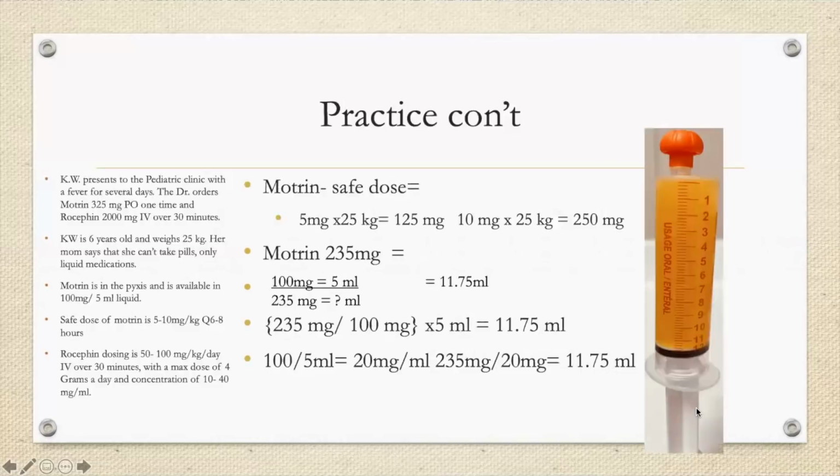So we grab our nice little oral syringe and we pull up our 11.75 milliliters. And if you look right here, you can't really see it because there's not a 0.75 marking. So you'll take 11, 0.2, 0.4, 0.6, and right in there between that 0.6 and 0.8, it's going to be 0.75. And then we're going to take that in and let KW's mama give it to her.